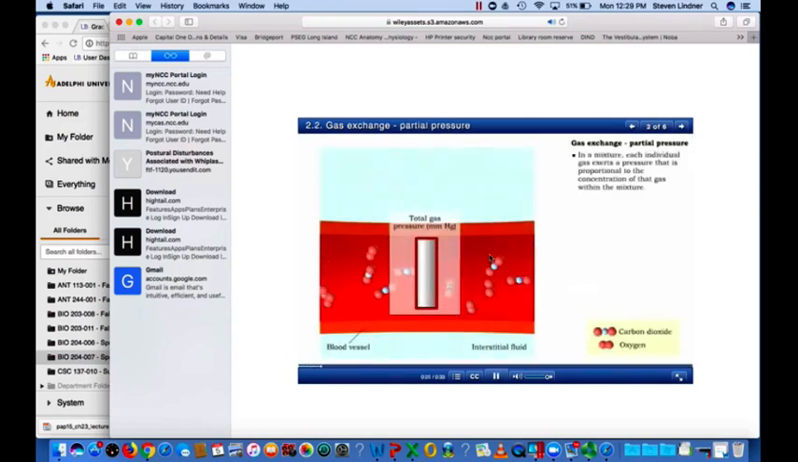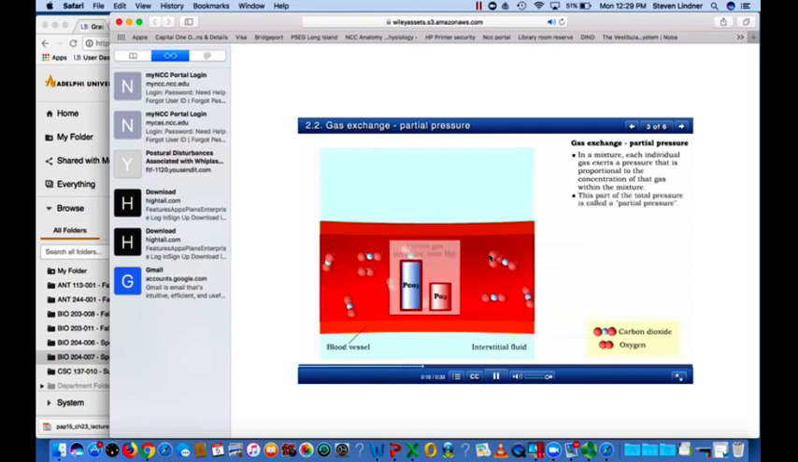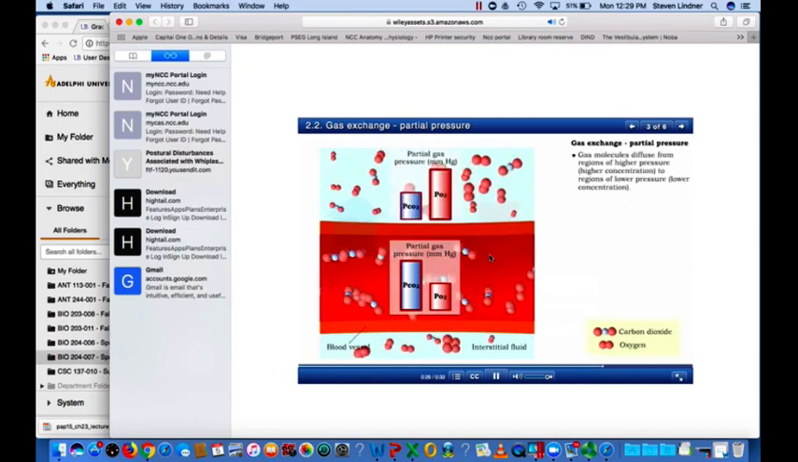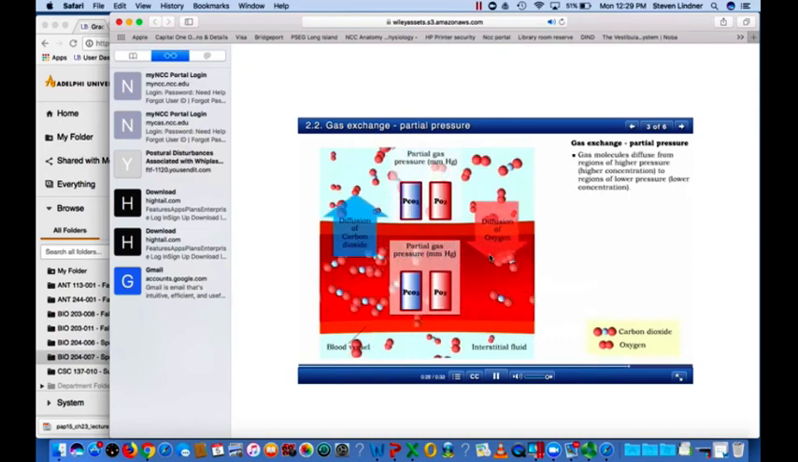In a mixture, each individual gas exerts a pressure that is proportional to the concentration of that gas within the mixture. This part of the total pressure is called a partial pressure. A gas moves along the part of the pressure gradient determined by its own concentration, not by concentrations of other gases in the mixture. Gas molecules diffuse from regions of higher pressure or higher concentration to regions of lower pressure or lower concentration.